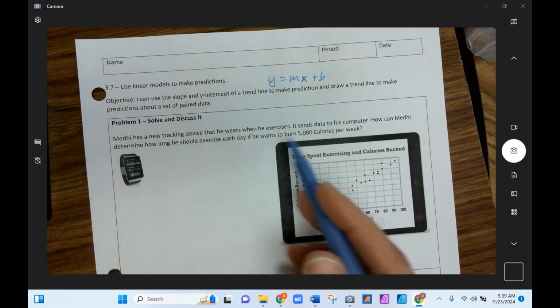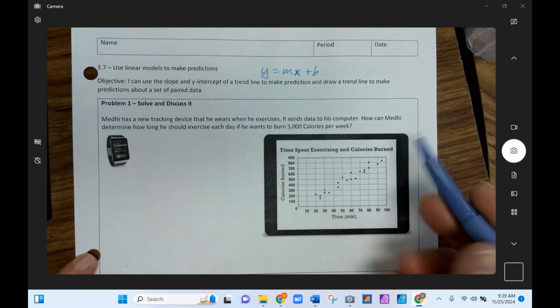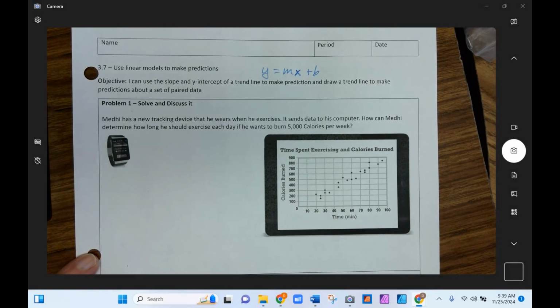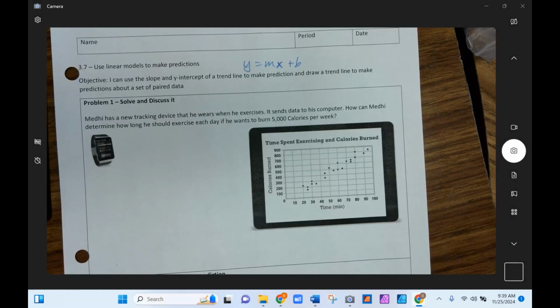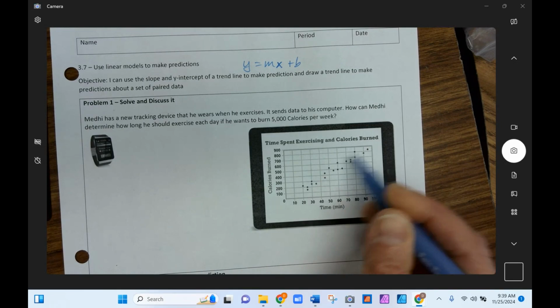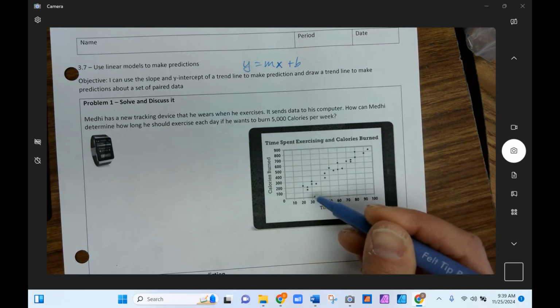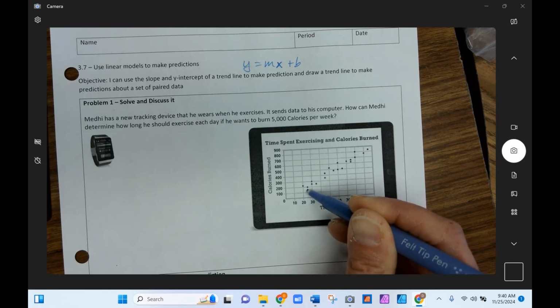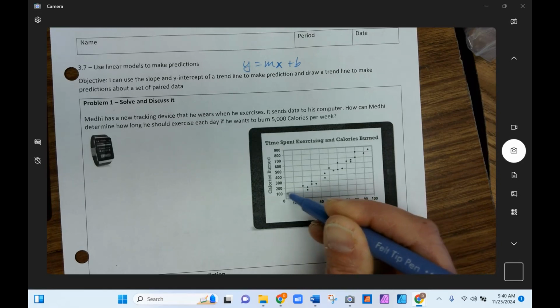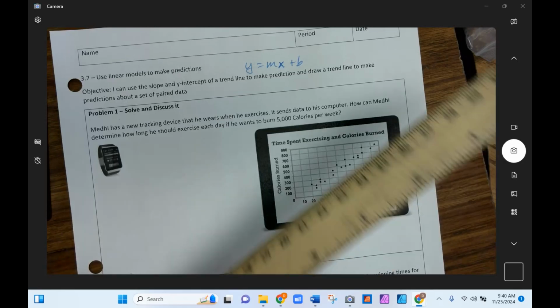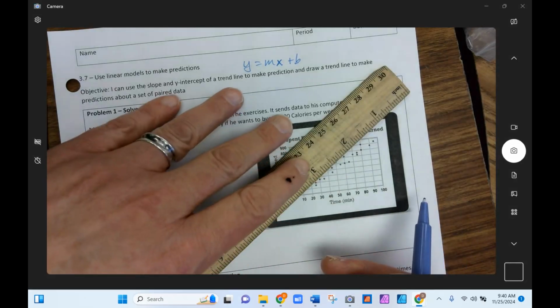Okay, so Mehdi has a new tracking device that he wears when he exercises. It sends data to his computer. How can Mehdi determine how long he should exercise each day if he wants to burn 5,000 calories per week? So we have basically time spent exercising here, over the course of maybe a month or so. Basically, when he spent maybe 25 minutes, he burned around 150 calories. That's how we interpret those dots, right? But we have this whole set of data to work with, right?